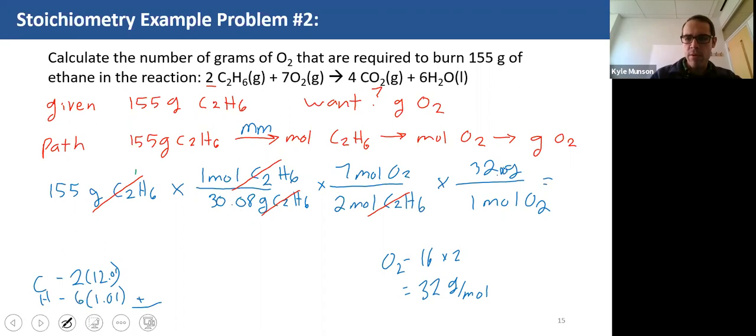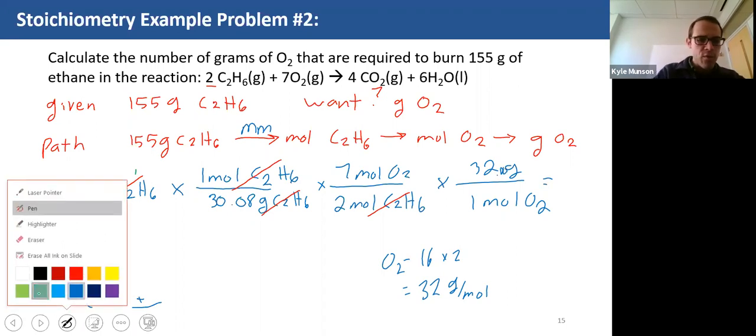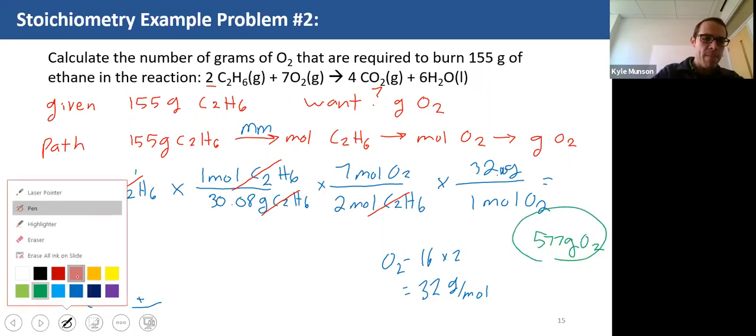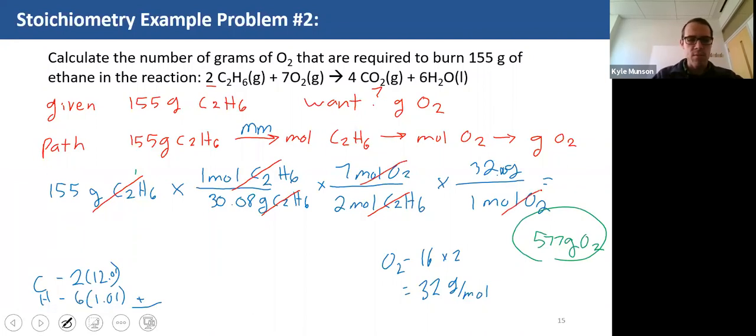When you plug all that into your calculator, what you should get is 577 grams of oxygen. That's the unit we're left with because moles of O2 canceled out, leaving grams of O2. I should have written the O2 there. So this is our final answer: 577 grams of oxygen.